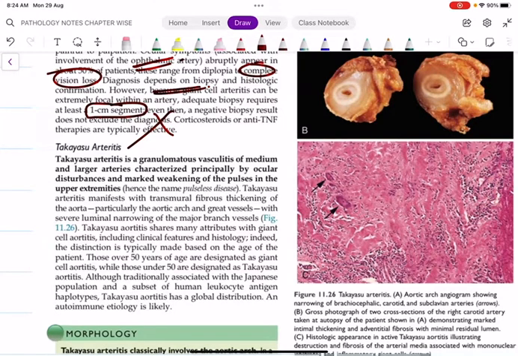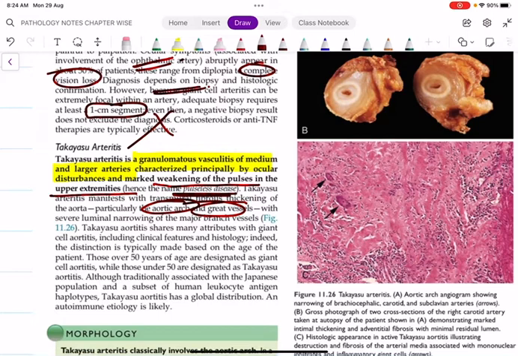It is a granulomatous vasculitis of medium and large arteries. Again, it is large arteries. Don't write medium, and of course consider it as a large artery. It is also characterized by ocular disturbance, but the characteristic point I have to mention is there will be weakening of pulses in the upper extremities, hence the name pulseless disease. Takayasu arthritis is called pulseless disease. Why? Because it is going to mainly involve the aortic arch, subclavian vessels.